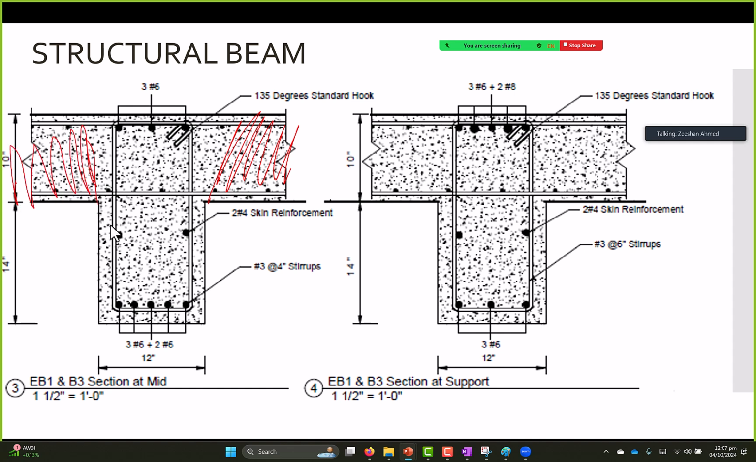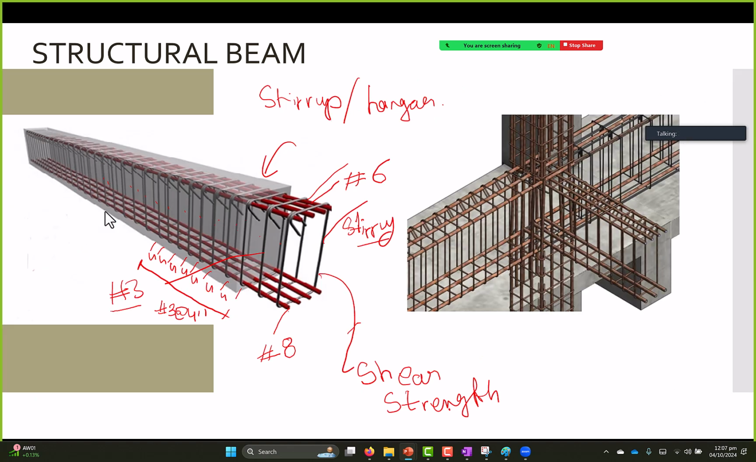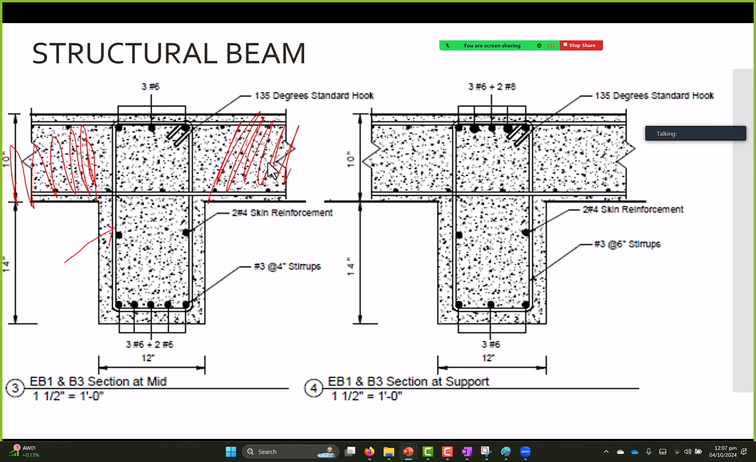Can you see the ring? Can you see this ring? Where is it? Here it is, this is the ring. Here is the ring. Can you see the bottom bars? These are the bottom bars. Now here the story is a bit different.